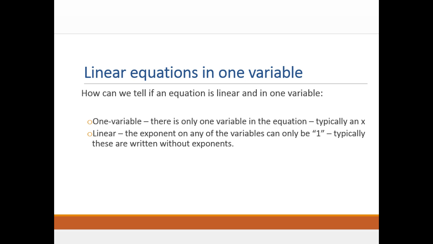To tell if it's linear or not, what we would do is we look at the variables. So we look at all the x's, and the exponents on those x's can only be 1. If I see an x squared, it's not linear. If I see an x cubed, it's not linear. If you see an x to the 1/2 power, it's not linear. It all needs to be x to the first power. However, typically when we have x to the first power, we just write x and we don't write the exponent.